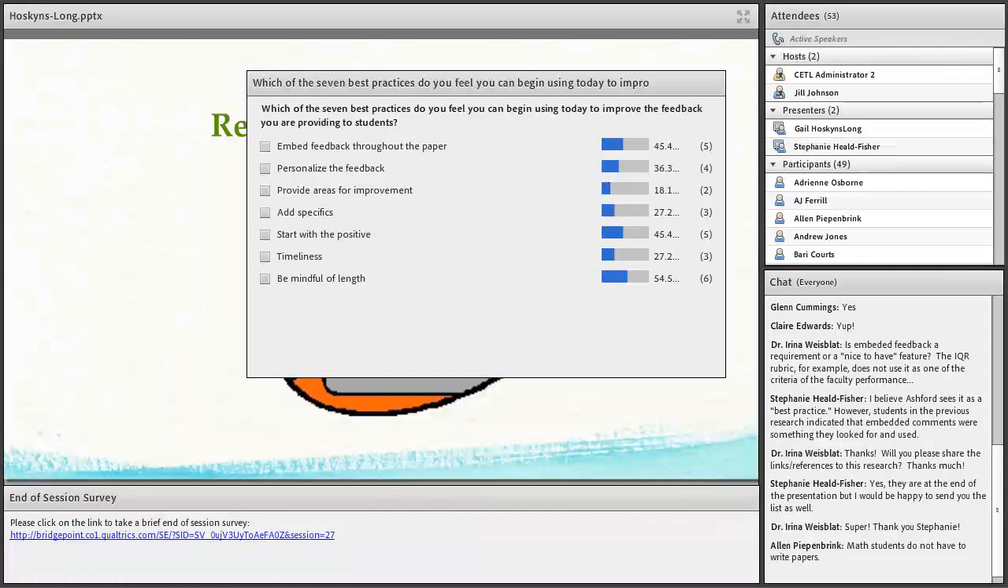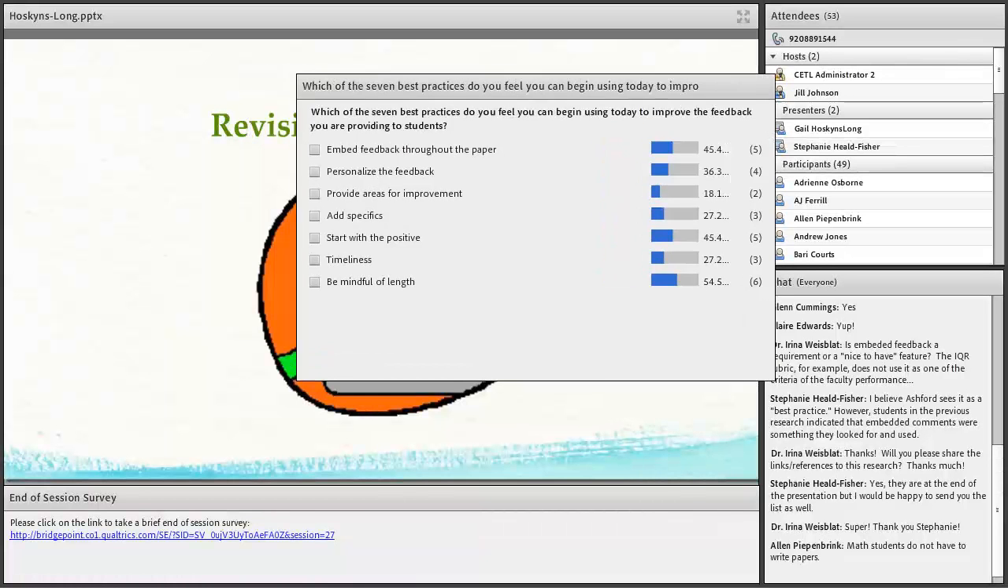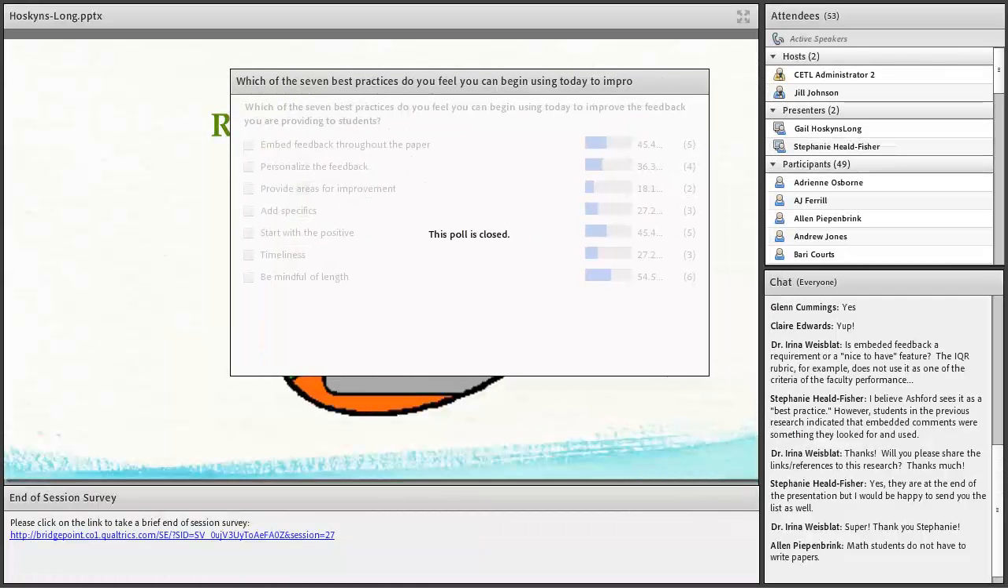Okay, it looks like the participation is winding down on that, so we can probably show everybody the results. And it looks like the number one thing is to be mindful of length. And to be honest, that's something that I was terribly guilty of. I wanted to just let them know everything that they needed to improve. And what I learned from the research is that then becomes overwhelming to the students, and then they shut down and they don't use any of it. So now I try to pick like 2 things that they need to improve and leave it at that.